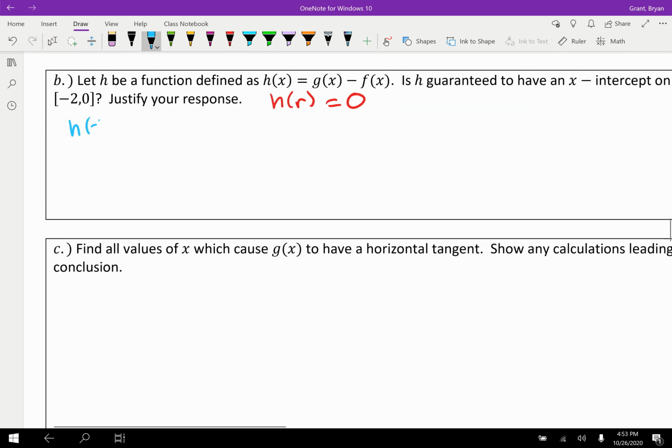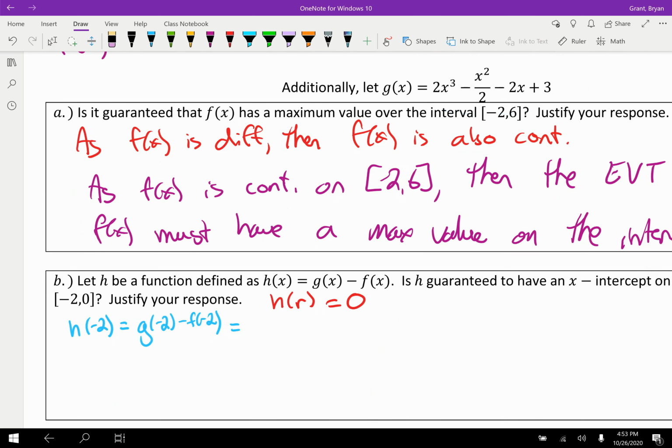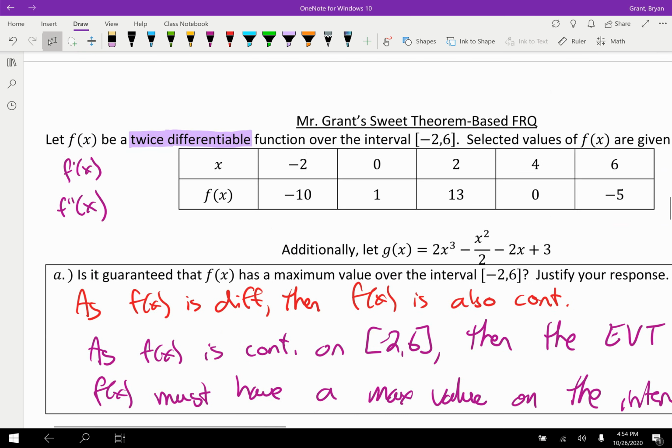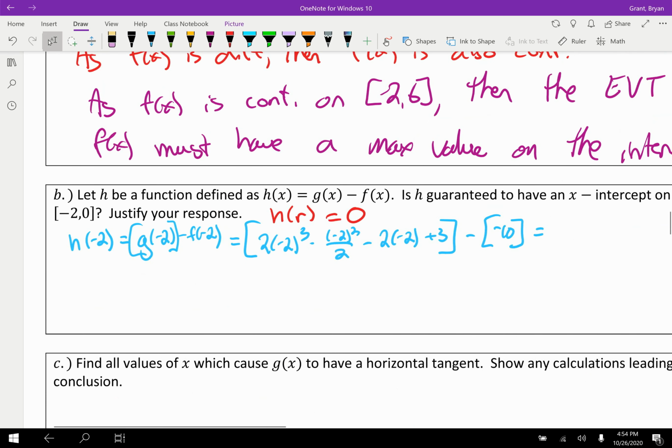We first need to find h of -2. And that is g of -2 minus f of -2, okay, equals, well, g of -2 definitely has a bit of work to it, right? It's this guy up here. So I'm going to block it off in brackets so I remember that this is g of -2 here. It becomes 2 times (-2) cubed minus (-2) squared divided by 2, minus 2 times -2 plus 3, minus, and then f of -2, oh, that one's easier. f of -2 is just in the table. Ha! -10. Excellent.